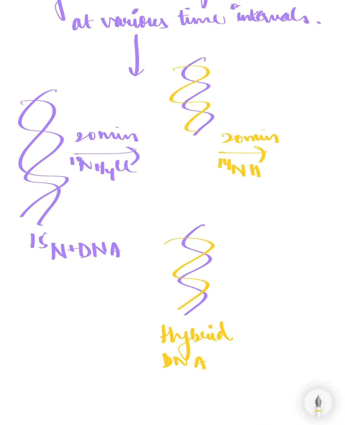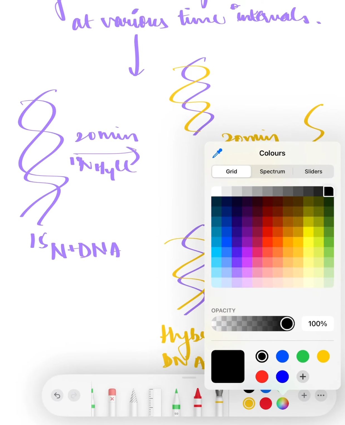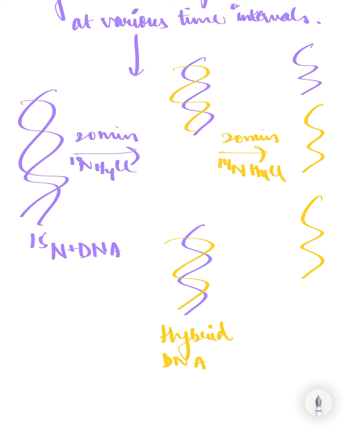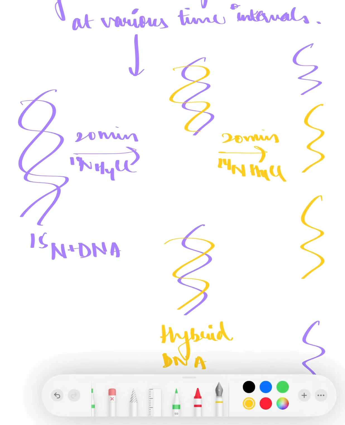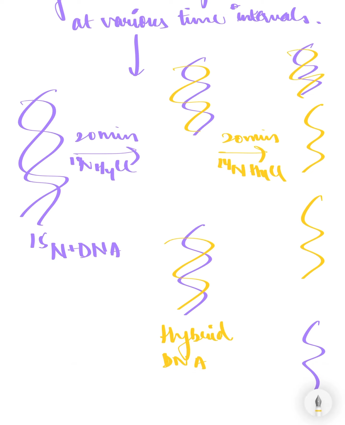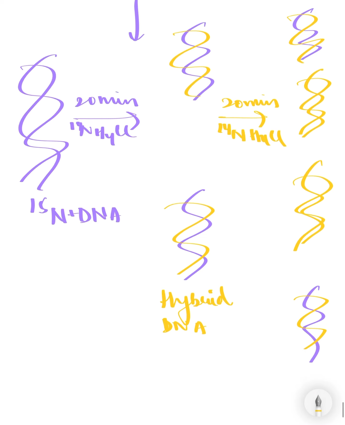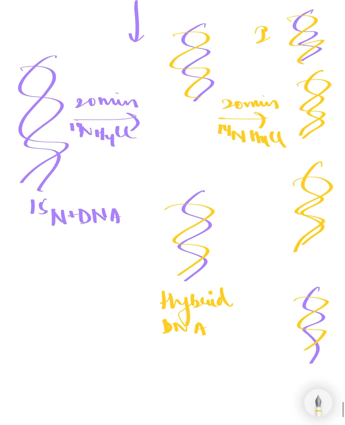Let me show you one more thing: these are the two strands and we have the purple ones as well. These get separated, and now we have these strands. Again, these are the intermediate ones, the hybrid DNA. And these two are the light DNA.